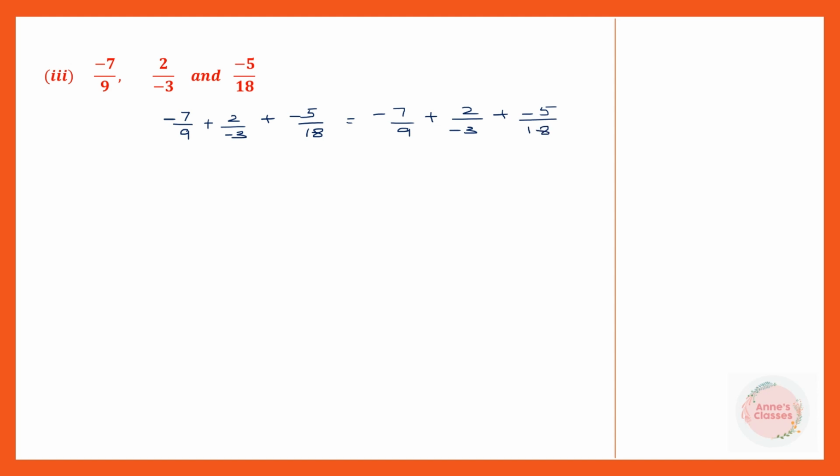Now the grouping is going to be different. Now we're going to group the second and the third ones here. Here let's group the first and the second. And we're going to prove that however you group it, your answers on both sides will be the same. So this is the left hand side, this is the right hand side. Let's begin with the left hand side. So here we are writing the first rational number as it is, minus 7 by 9 plus, now we are going to work out what is inside.